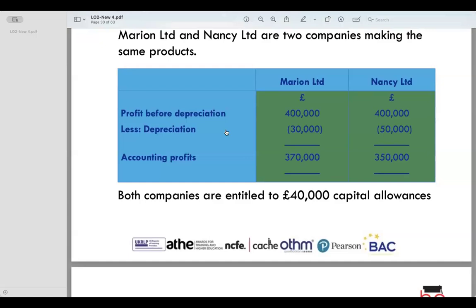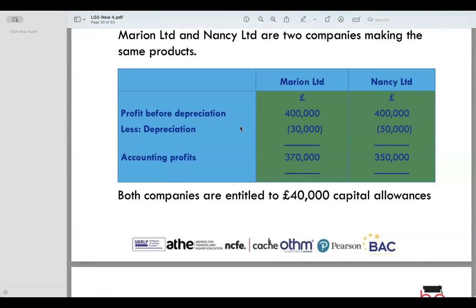In their financial returns, a profit before depreciation of £400,000 has been recorded by Marion Limited, while Nancy Limited has likewise reported a profit of £400,000. So now when we take a look at depreciation, which is the process by which the value of assets decreases over time.